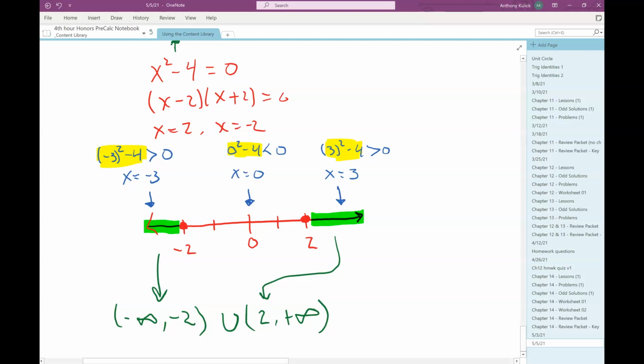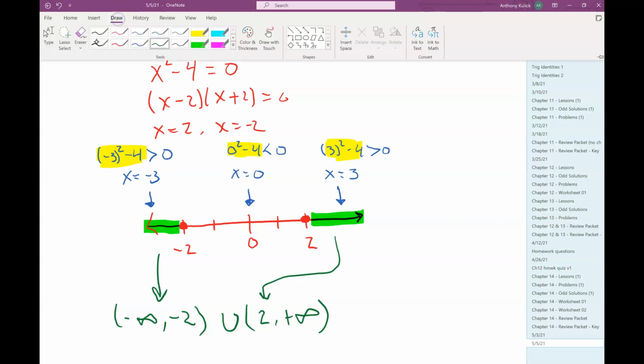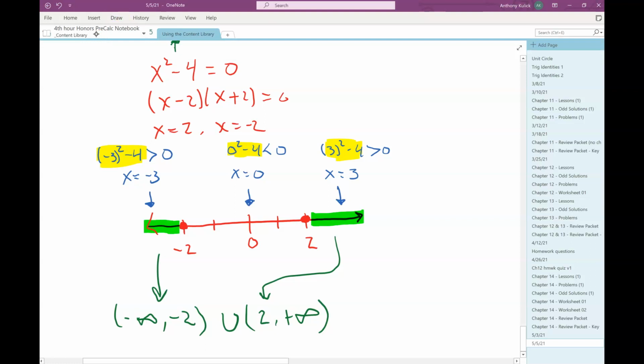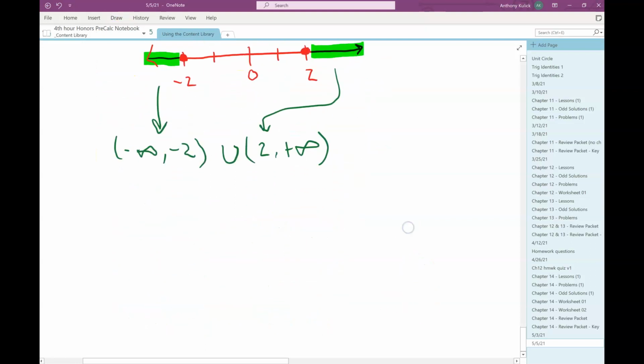So that's not so bad. Let's do another couple of examples just to make sure we got it. Oh, I got 3 more examples on here. That ain't bad.